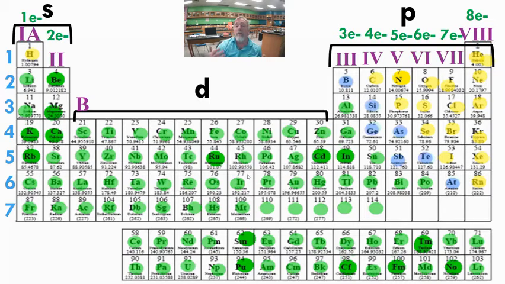So all this makes it, where am I going with all this? All this makes it really easy. We can read off right from the periodic table what the electron configuration is. We don't need a bubble chart anymore.